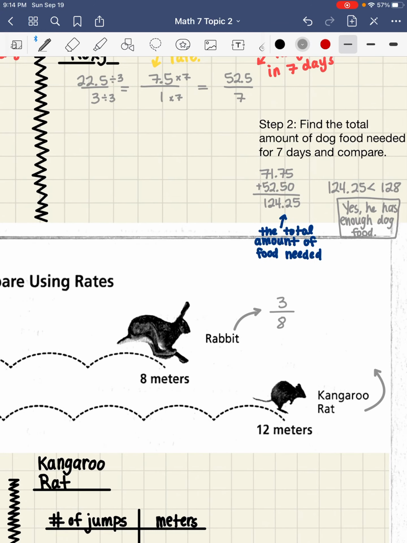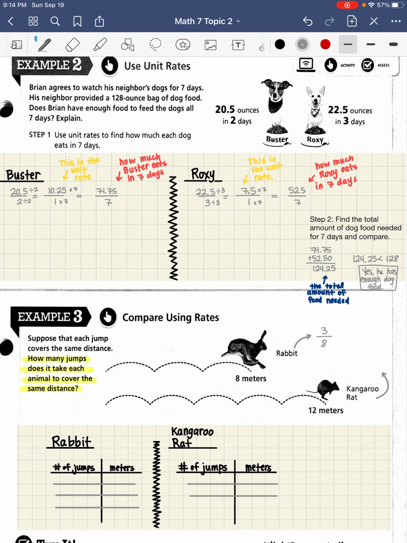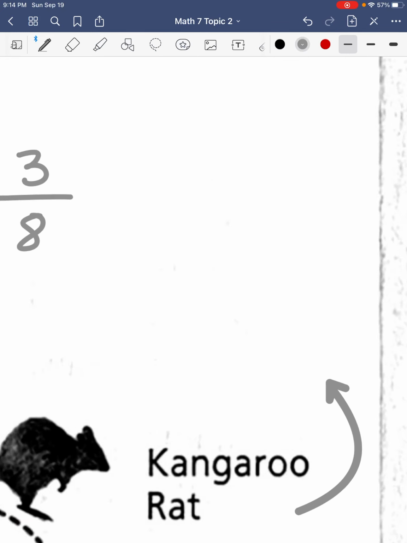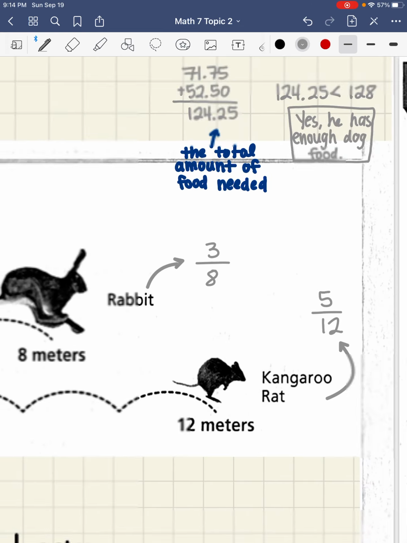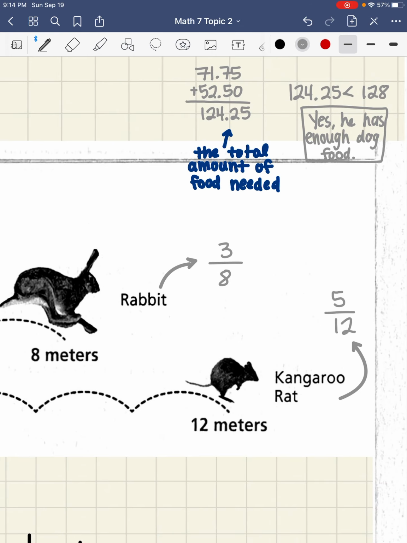Okay, let's look at the kangaroo rat. He covers 1, 2, 3, 4, 5. He covers 12 meters in 5 jumps. So our ratio, 5 jumps, he covers 12 meters. Okay, so we've got our 2 fractions here.